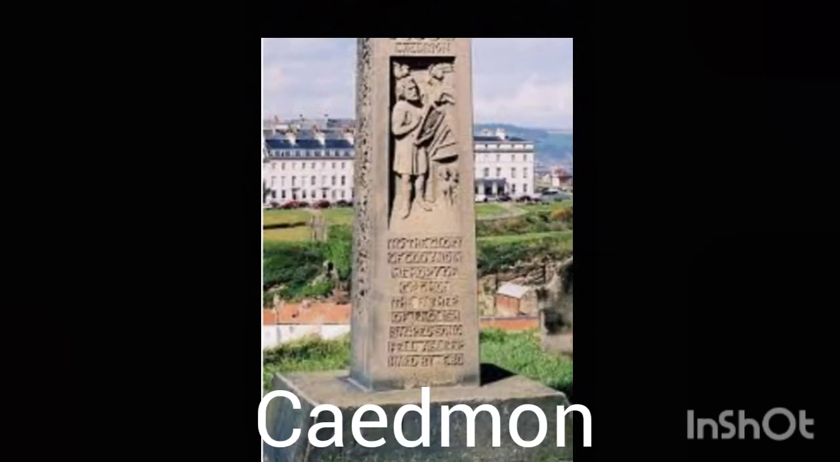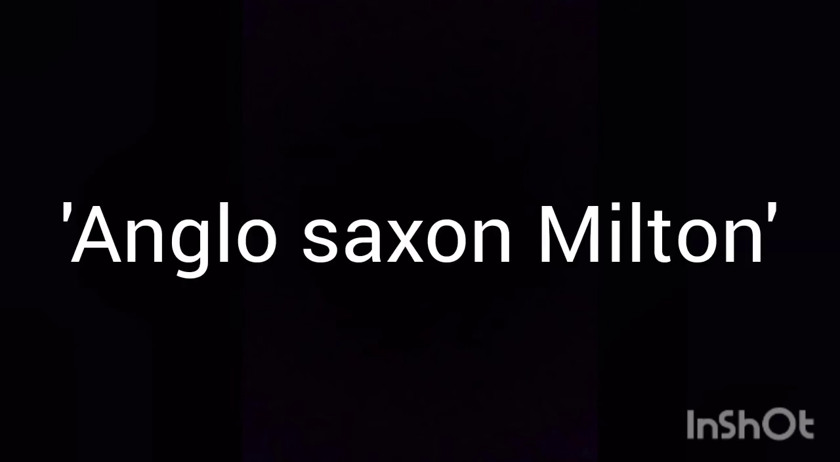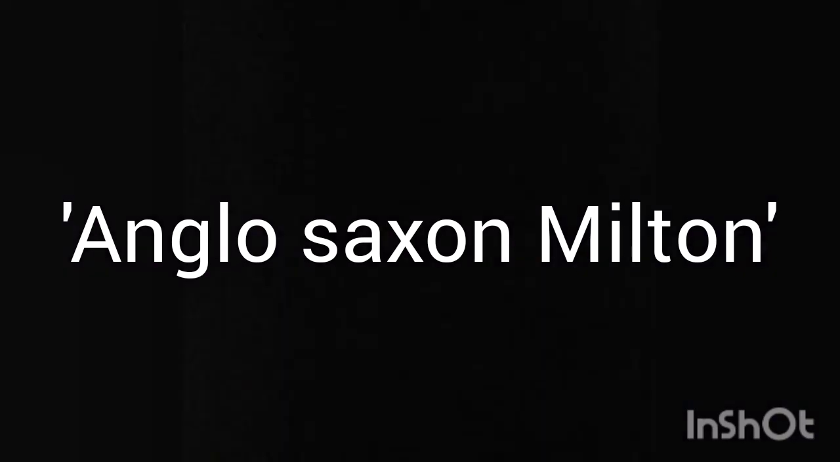First is Caedmon. He is a young shepherd who was not able to sing, but one night God tells him to sing of his creation. Then he is called the first English poet. His poem, Caedmon's Hymn, is about God. He is also called the Anglo-Saxon Milton because Milton wrote on God and Caedmon also wrote on God.